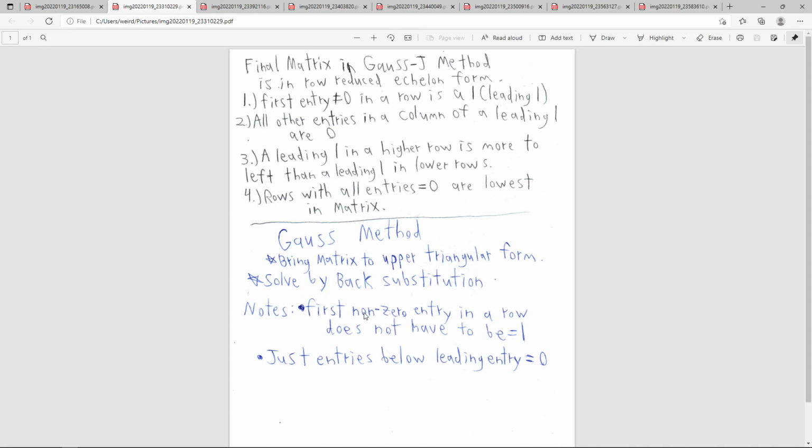So the big takeaway is that in the Gauss method, the first nonzero entry in a row does not have to be 1. It has to be anything other than 0. It can be 1, -1, -5, 10, 20, 1,000, etc. And just the entries below the leading entry equal 0. You don't have to have everything above and below be 0, just below it. That's why it's called upper triangular, because everything below the leading entry in a column is a 0.